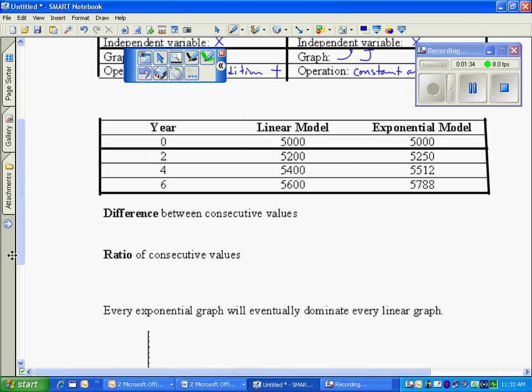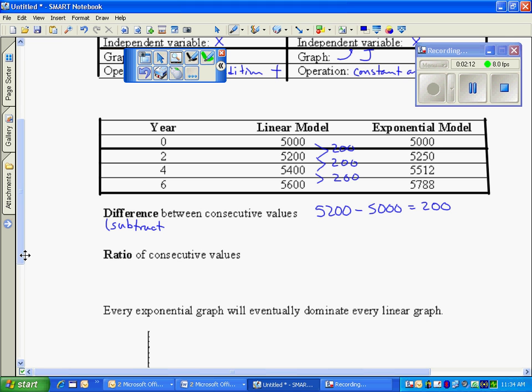Taking a look at these two models, if I'm looking for linear, I'm looking for a difference. If I subtract each time in the linear model, notice between consecutive terms, I get a difference of 200. So the constant amount I'm adding each time is 200. If I take 5,200 minus 5,000, I get this constant amount every time between consecutive years of 200. That's my slope.